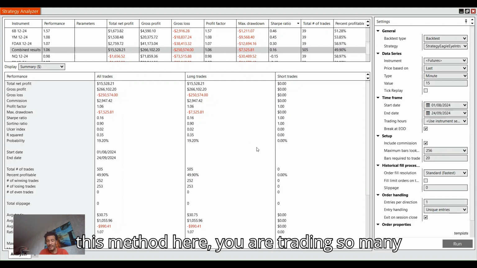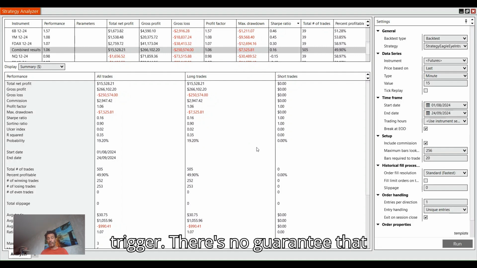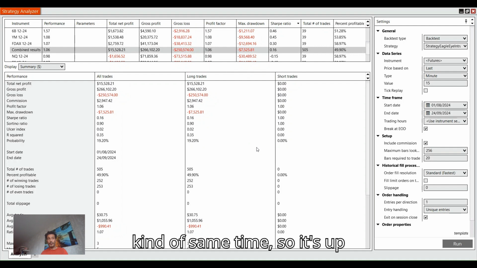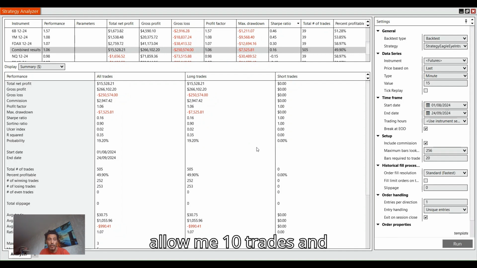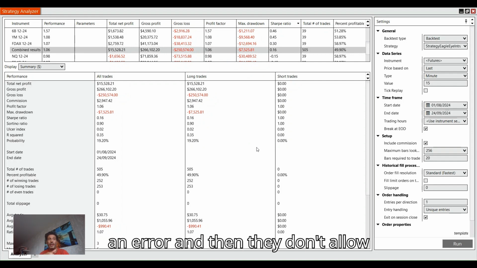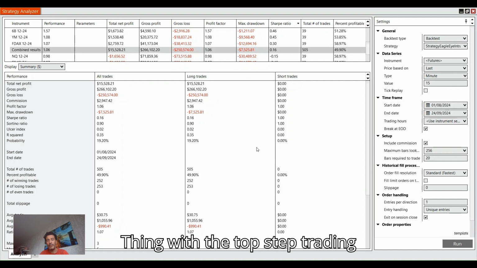However, when you are trading this method here, you are trading so many contracts at once because they can trigger. There's no guarantee only one or two will trigger at the same time. So it's up to you to manage how many instruments you are trading at the same time, and also you follow the evaluation instructions. For example, for Apex, they allow me 10 trades, and if I hit the maximum, I just get an error and they don't allow me the 11th trade. Same thing with Top Step Trading.